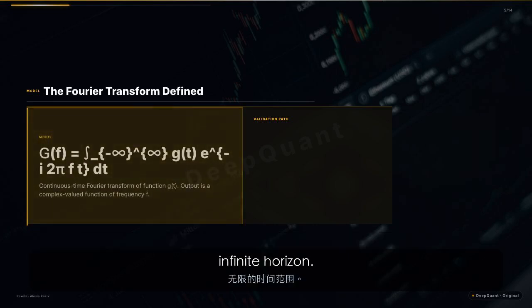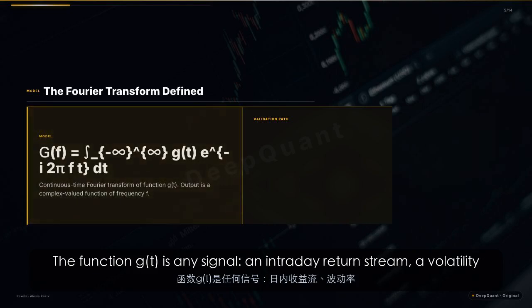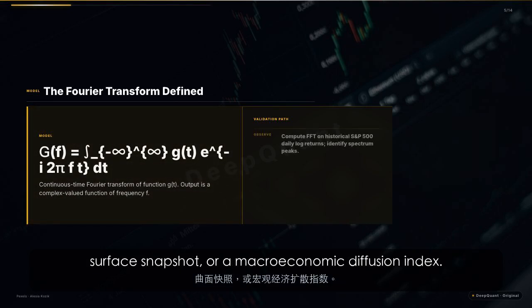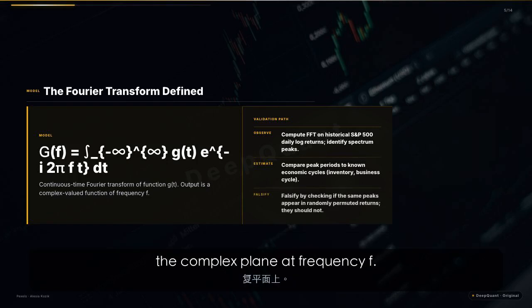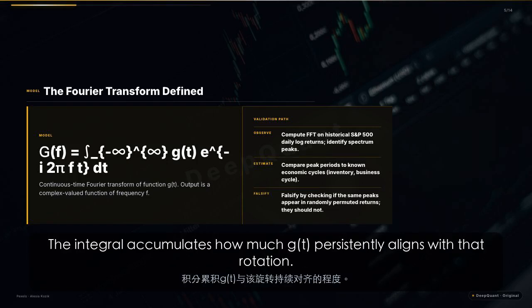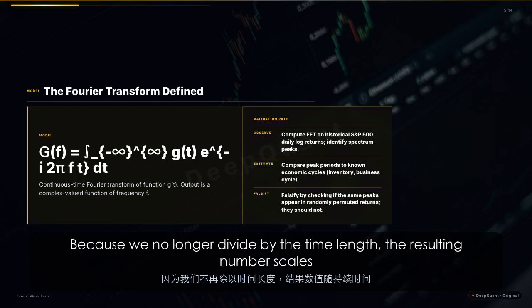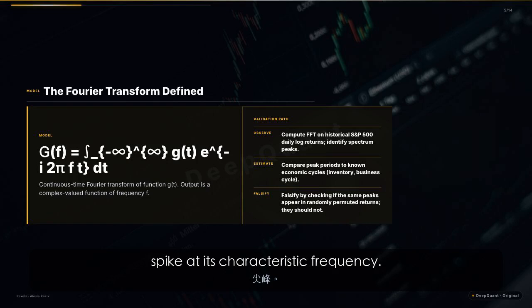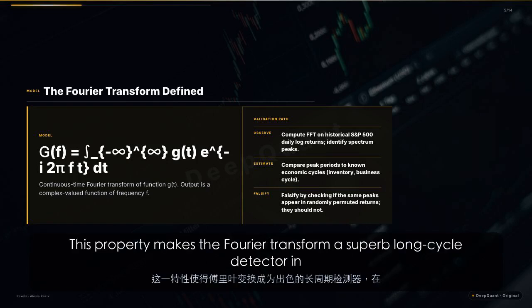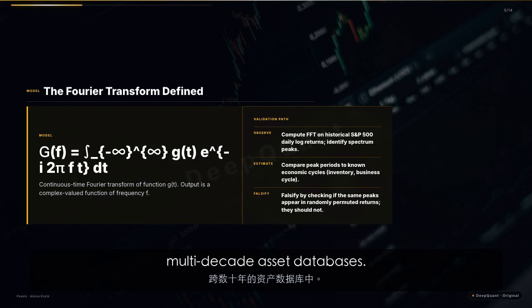The function g(t) is any signal: an intraday return stream, a volatility surface snapshot, or a macroeconomic diffusion index. The exponential term e^(i2πft) is the rotating dial that wraps g(t) around the complex plane at frequency f. The integral accumulates how much g(t) persistently aligns with that rotation. Because we no longer divide by the time length, the resulting number scales with duration. A cycle that persists over many years produces an enormous spike at its characteristic frequency. This property makes the Fourier transform a superb long-cycle detector in multi-decade asset databases.